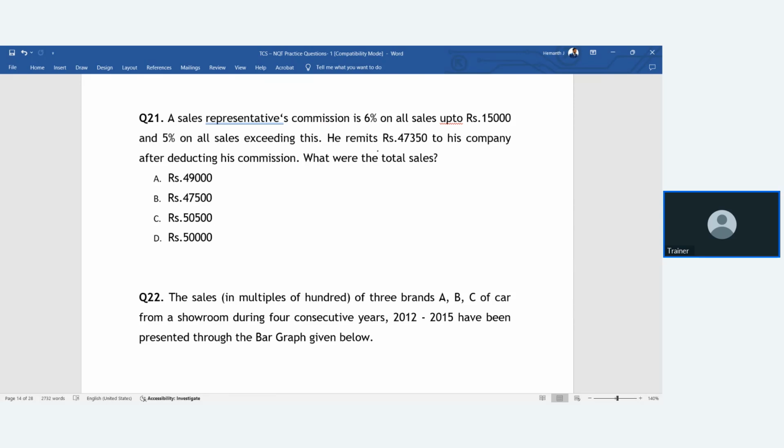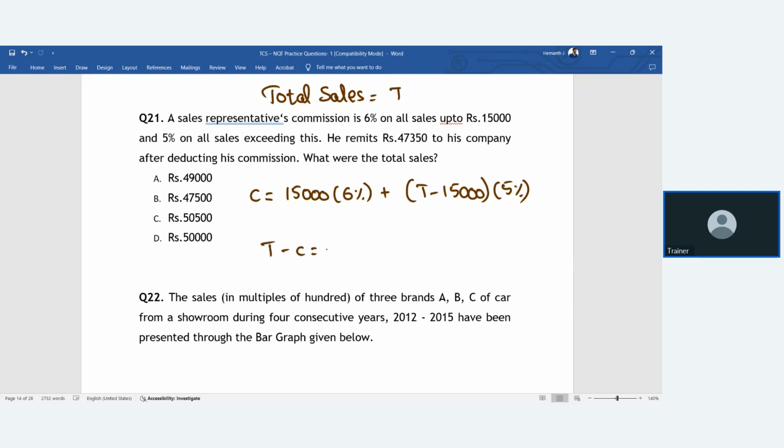Let's say the total sales is T. Every time we don't have to use the term X, right? So total sales, let it be equal to T. Now for the initial 15,000, we have to pay 6% commission to him. Next, on the remaining T minus 15,000, you have to pay 5% commission. This is regarding commission. And in the question, total sales minus commission is 47,350. C is nothing but commission.